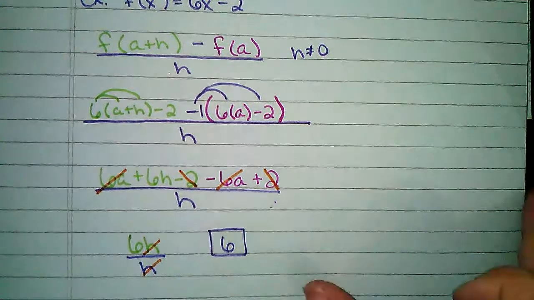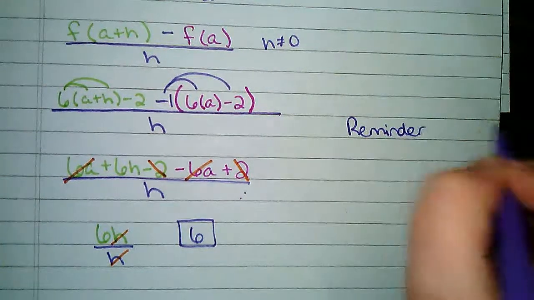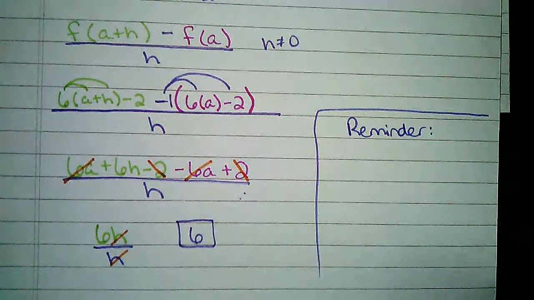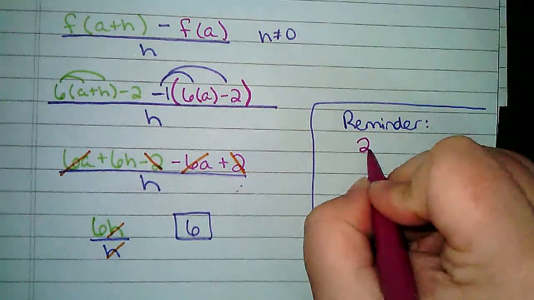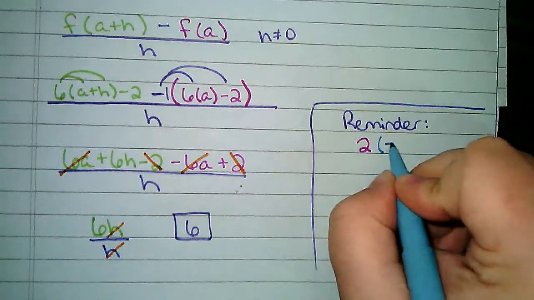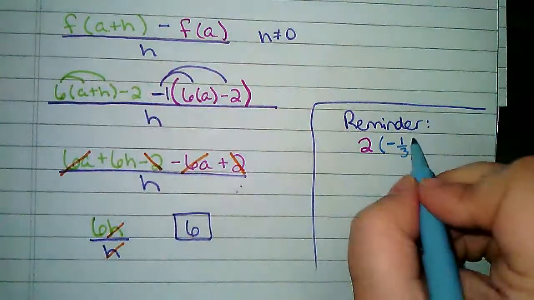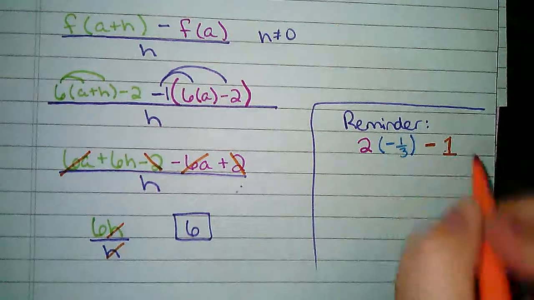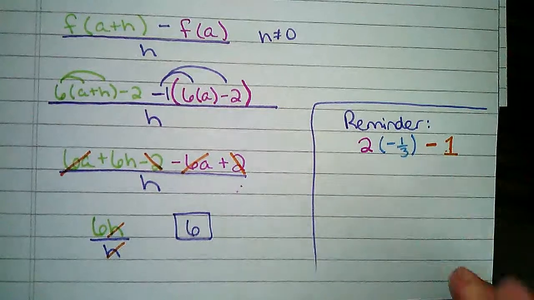Okay. I also want to give you just a little fraction reminder here. And if I'm giving you a fraction reminder, what does that tell you is probably on your assignment. Hopefully you know that means there's going to be fractions. Okay, if I have 2 and I'm multiplying it by negative 1/3 and then I am subtracting 1. Okay, so 2 times negative 1/3 minus 1.